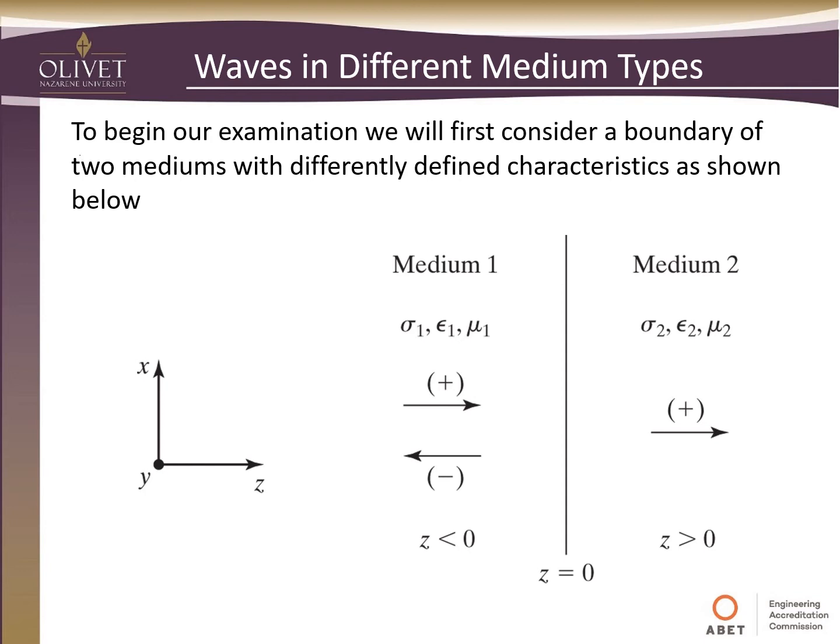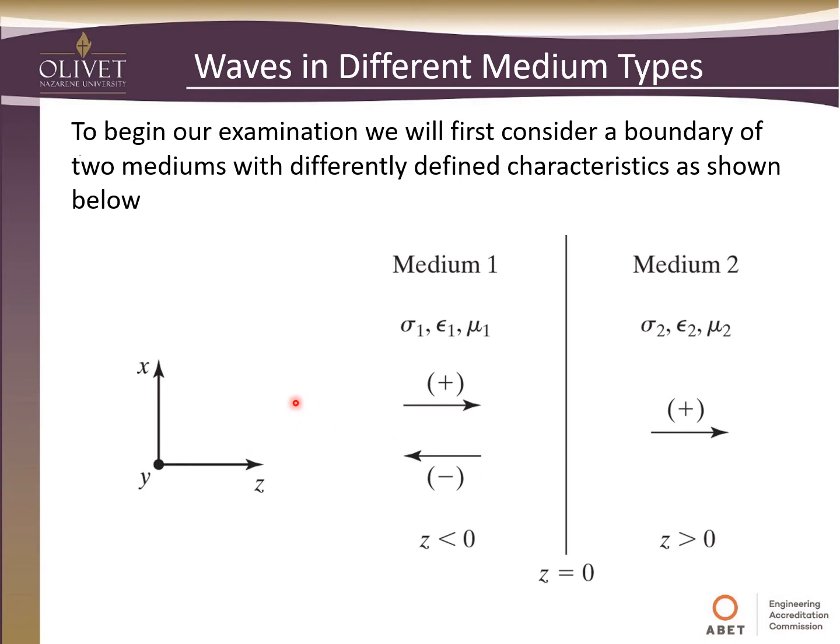To begin our examination, we're first going to consider a boundary of two mediums with differently defined characteristics, as shown below. We have medium 1, and we see that it has a conductivity, a permittivity, and a permeability. This accounts for the conduction, polarization, and magnetization of electromagnetic waves in this medium. Then medium 2, same thing, has its own conductivity, permittivity, and permeability. They could be different, and we're going to assume for this case that they are all different.